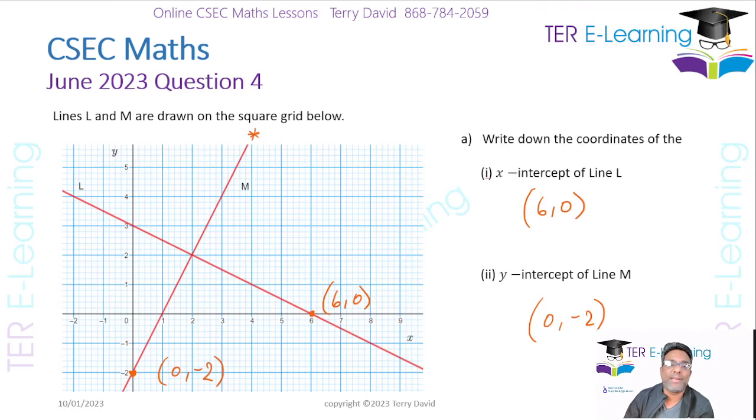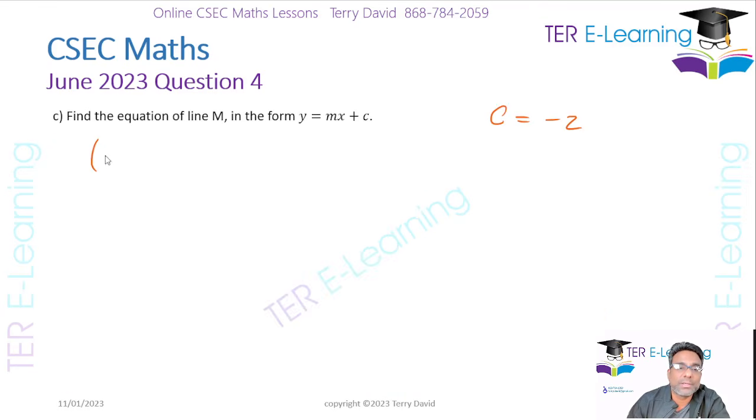Now to get a gradient, I just need to use any 2 points on that graph. So I can use the same point that I have here, (0, -2), and I can probably use this one here, which is (3, 4). So (0, -2) and (3, 4). The reason why I'm selecting 2 points is to allow me to work out the gradient of this line.